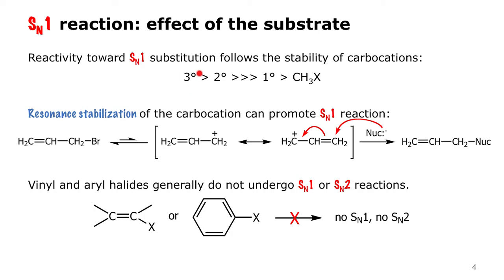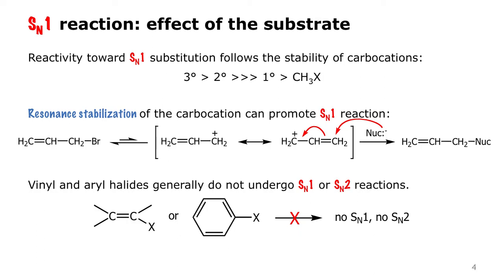The loss of a leaving group from a tertiary substrate would give a tertiary carbocation. Loss of a leaving group from a secondary substrate will give a secondary carbocation. As we've learned previously in the course, primary carbocations are so unstable as to not form, and methyl carbocations would be even less stable.